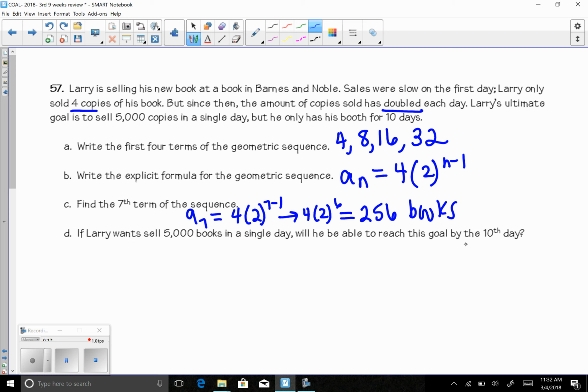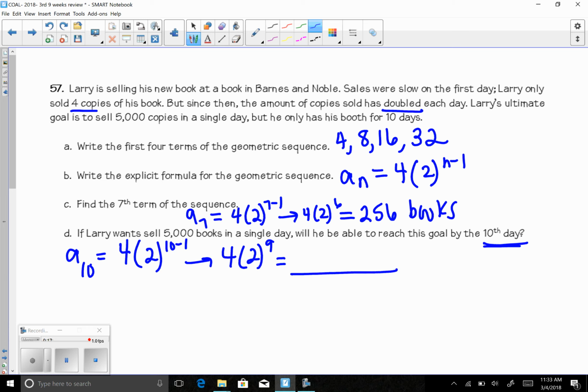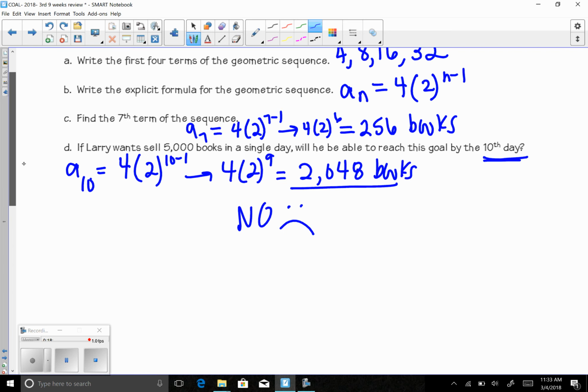Okay, so he wants to sell 5,000 books in a single day. Will he be able to reach his goal by the 10th day? So let's see. a sub 10 is 4 times 2 to the 10 minus 1. That is 4 times 2 to the 9th power, so plug that in. On the 10th day, how many books did he sell? 2,048 books. So did he reach his goal? No, he didn't.